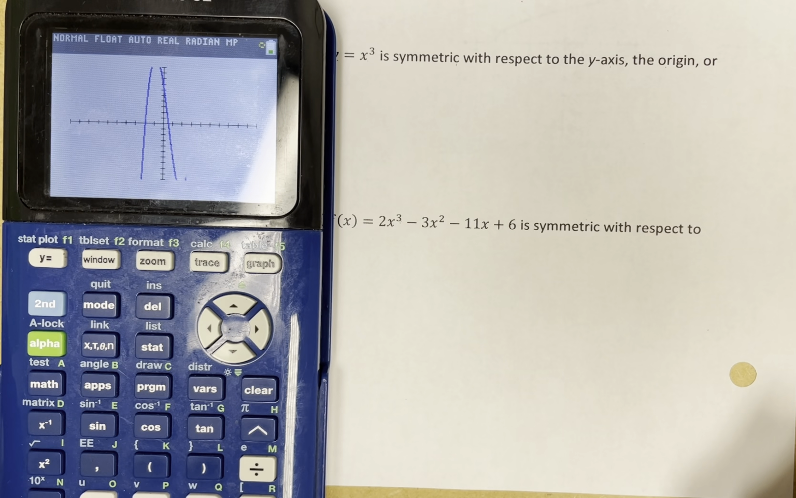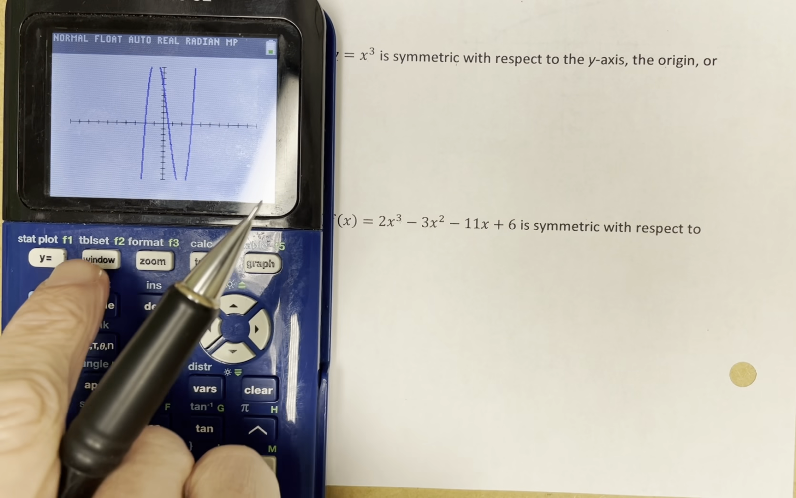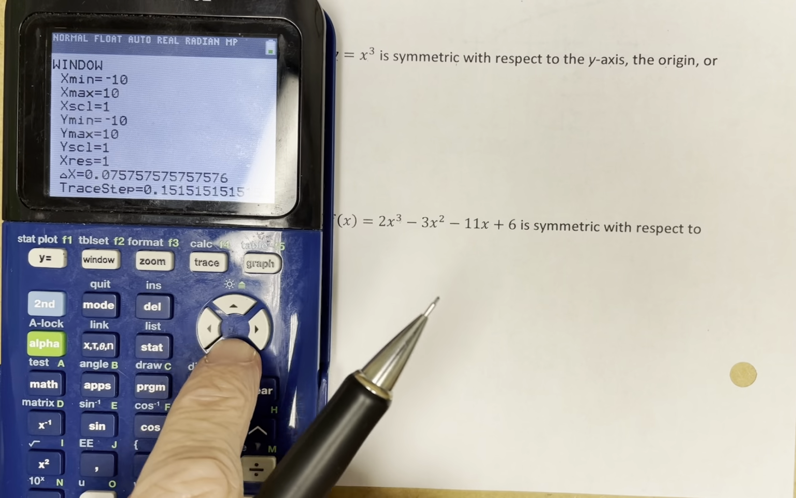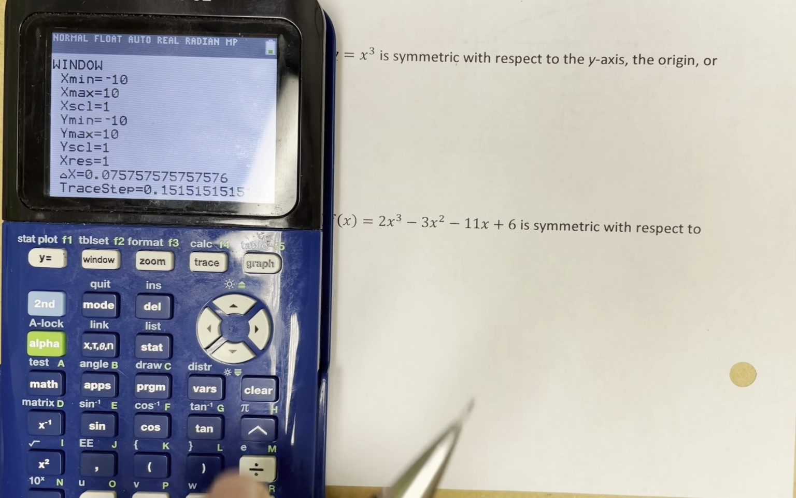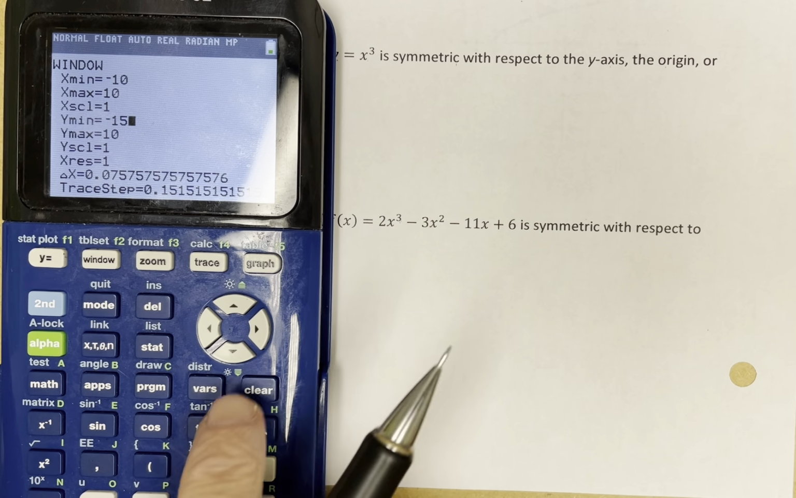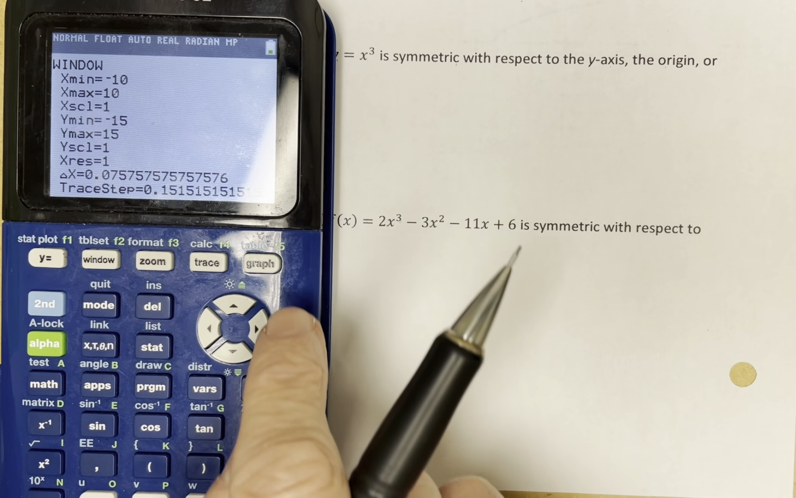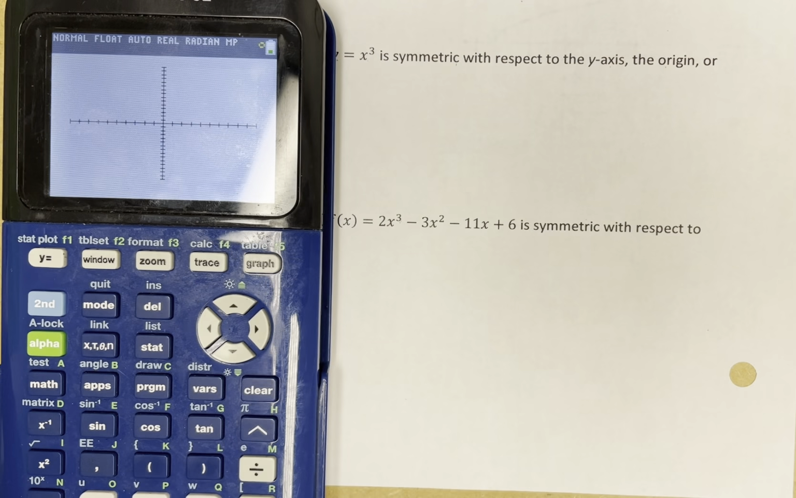And there you have it. It looks like my graph is actually going above and below the window. I need more y. I'm going to go to Window and give myself a little bit more y. I'll set y minimum to negative 15 and y maximum to 15 because I want to see the entire graph. I think this will do it.